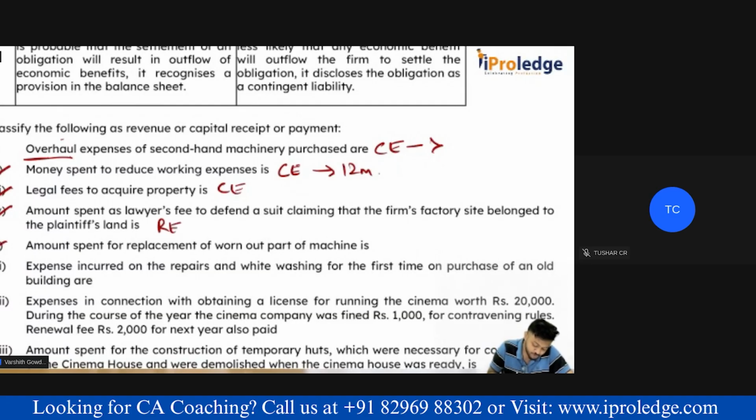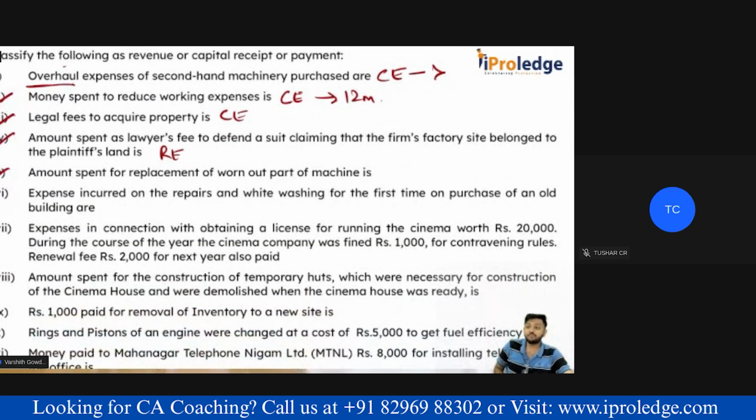Next, amount spent for replacement of worn out part of machine. Why not capital expenditure? It's not increasing any efficiency. That is the question you have to ask. If this replacement leads to an increase in efficiency, then capex. Here they have told us it is worn out. When a part of the machine is worn out, what will we do? For maintenance, we will change it. Do you think it will increase the efficiency?